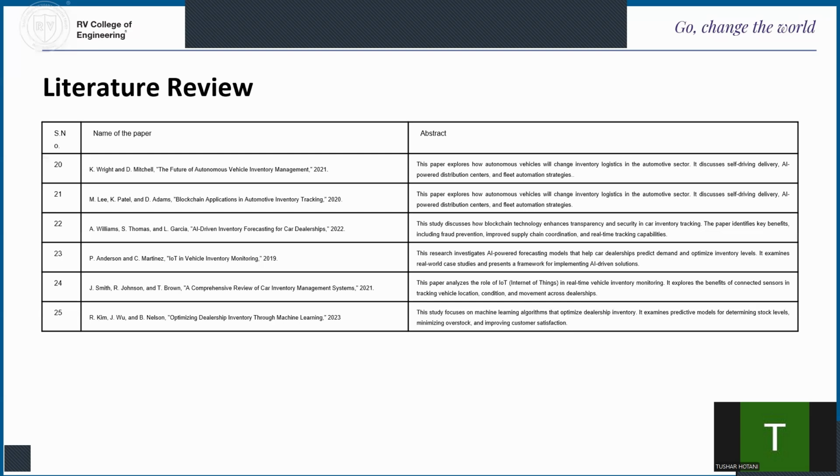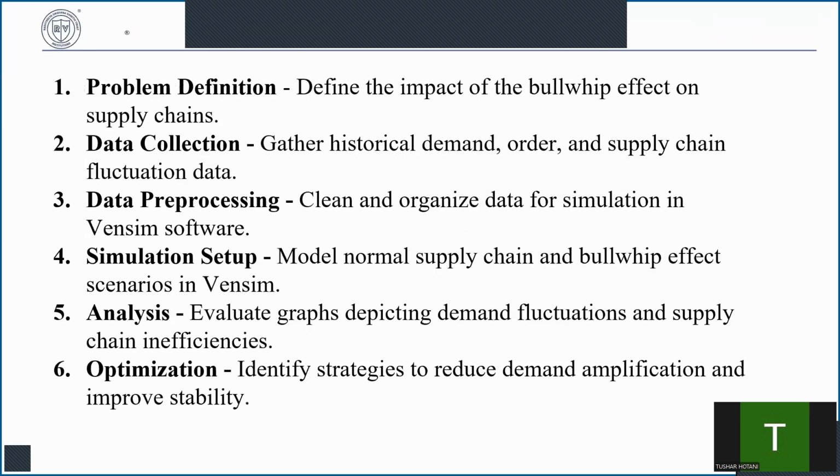Paper 24 is about IoT, basically the benefits of connected sensors and tracking the live location of a device or a vehicle. And paper 25 focuses on machine learning algorithms that optimize dealership inventory. It examines predictive models for determining stock levels, minimizing overstock, and improving customer satisfaction.